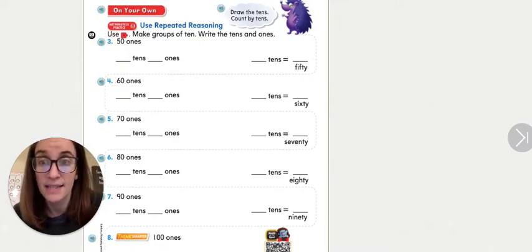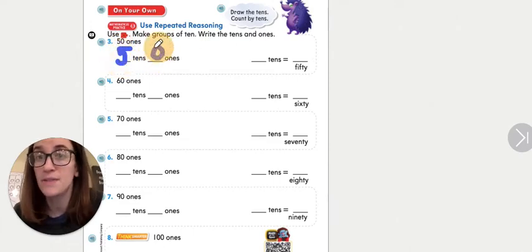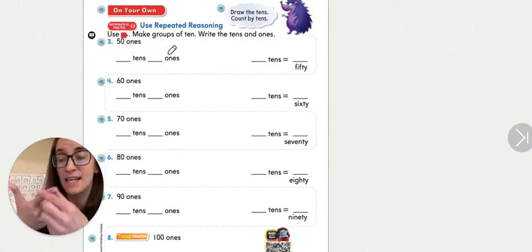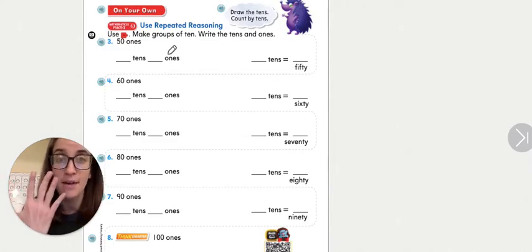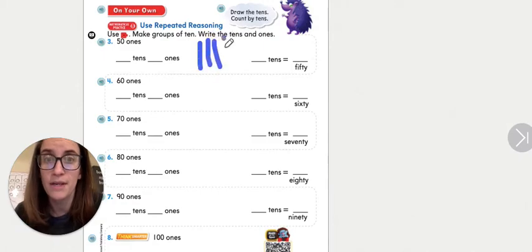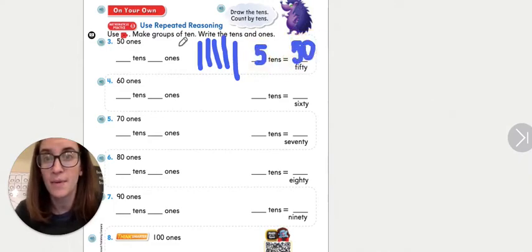5 10s. So what I can do is I'm going to make 5 10s here. I have no ones. 50 is 5 groups of 10. I can even pretend with my fingers. 10, 20, 30, 40, 50. 5 10s. I'm counting and I draw a quick pick. 1, 2, 3, 4, 5. 5 10s equals 50. Then I'm going to look at the next one.